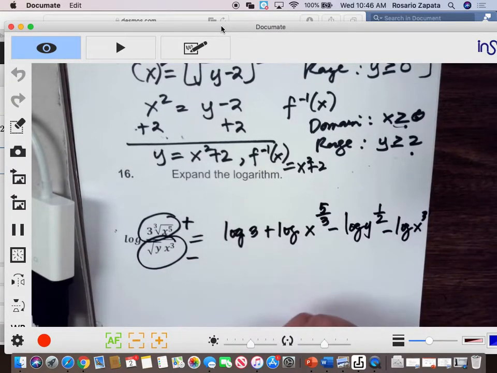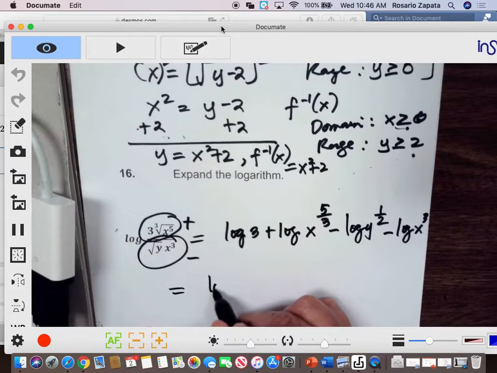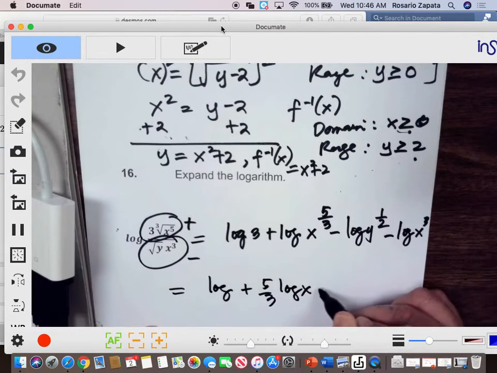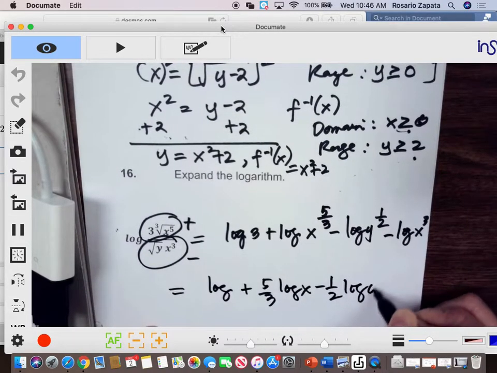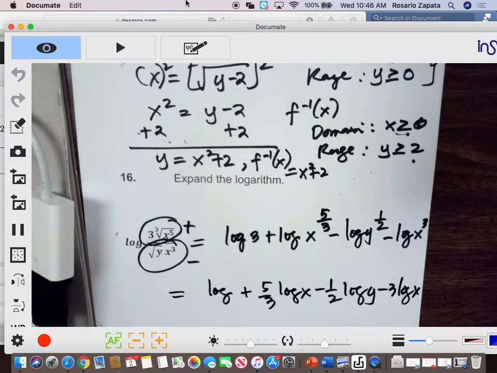Now remember, all denominators are subtraction, all numerators are multiplication. Same goes with condensing: when you condense, all subtraction goes to the denominator, all addition goes to the numerator. Now we simplify, so this is equal to log 3 plus 5/3 log x minus 1/2 log y minus 3 log x. And that's it. Study your lessons, guys.